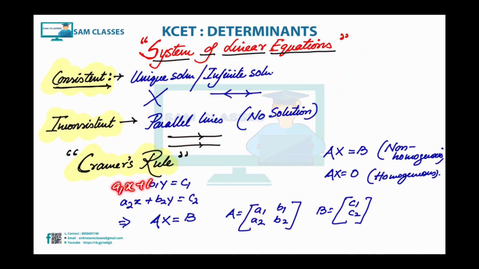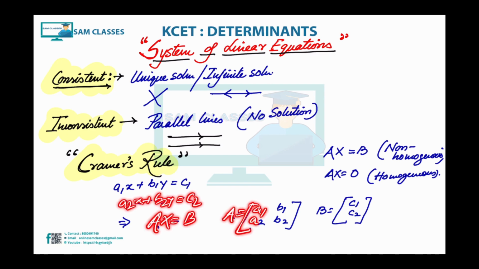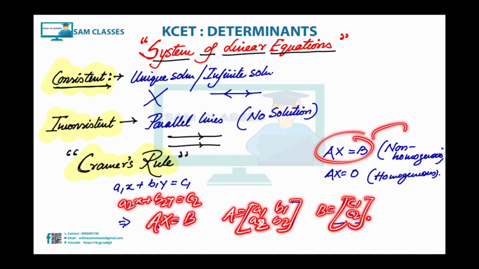So we have an equation a1x plus b1y is equal to c1, and we have a2x plus b2y is equal to c2. Now we can represent this in the form of Ax is equal to B, where A is equal to the matrix formed by the coefficients of what? x and y, a1, a2, b1, b2, and B is the constant matrix formed by the constants, c1, c2. So now Ax is equal to B is non-homogeneous and Ax is equal to 0 is homogeneous. We'll see both of them.